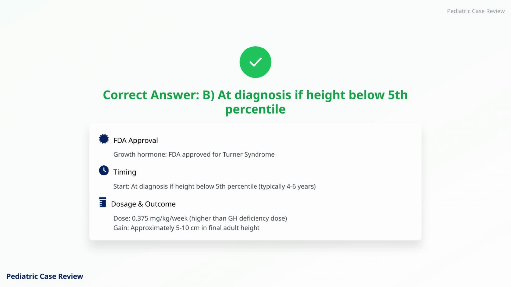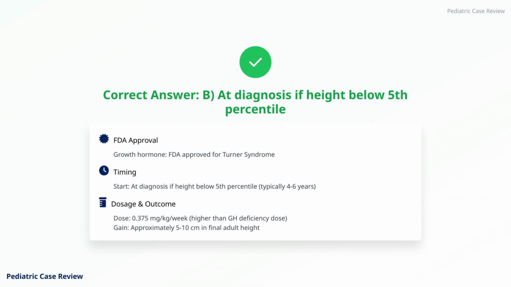The correct answer is B, begin at diagnosis if height is below the 5th percentile, typically between 4 and 6 years of age. Growth hormone is FDA approved for Turner syndrome at a dose of 0.375 milligrams per kilogram per week, higher than standard growth hormone deficiency dosing.